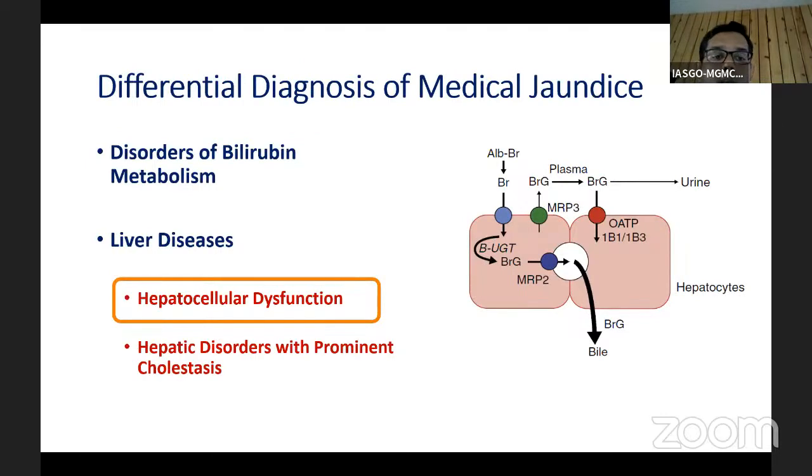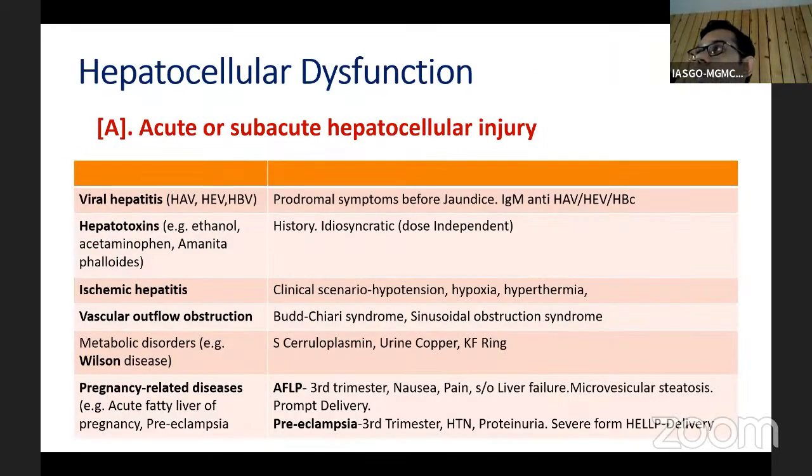Coming to liver diseases, hepatocellular dysfunction, they are divided into two. One is the acute or subacute injury, and the second is CLD. Acute subacute hepatocellular injuries are usually associated with an increase in aminotransferase levels, that is an increase in SGOT and SGPT. As we all know, in viral hepatitis and ischemic hepatitis, we can find SGOT and SGPT up to even thousands.